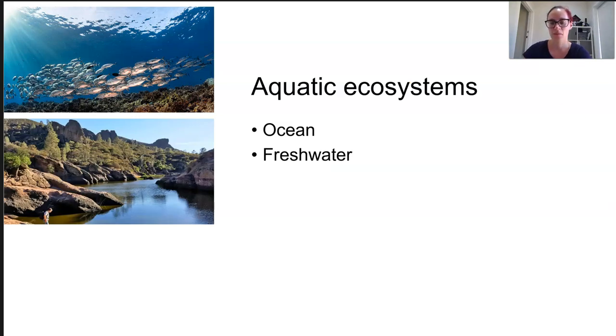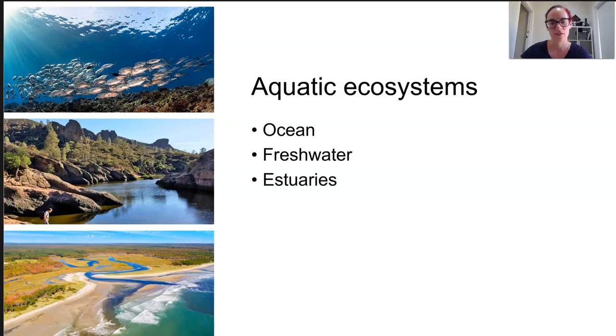Freshwater sources, they can be still or moving. You know, we're talking lakes, ponds, swamps versus rivers, creeks and streams. And estuaries have high fluctuations in salt concentration, so they're really unique compared to those pure salt water ecosystems.